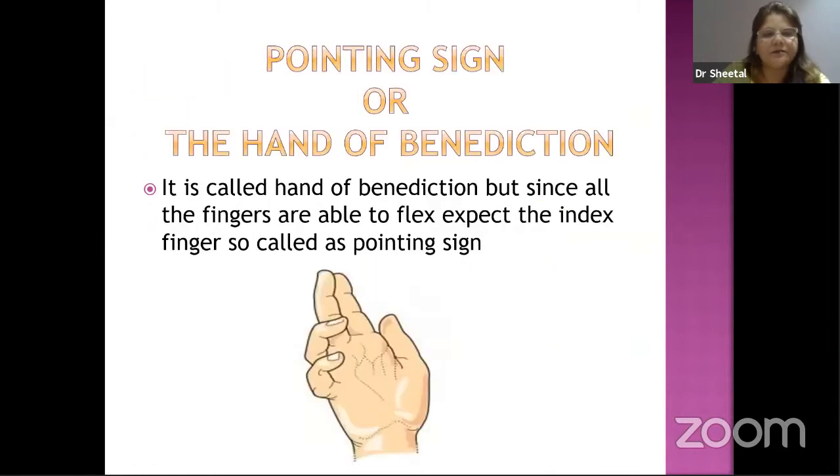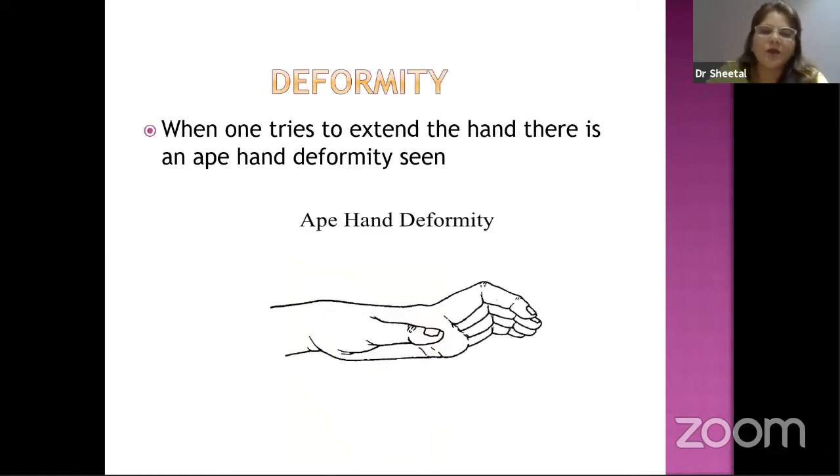Now, the pointing sign and the hand of benediction are quite similar. In fact, they are the same. It is called the hand of benediction, but since all the fingers are able to flex except the index finger, it is called the pointing sign. When one tries to extend the hand, there is an ape hand deformity seen.